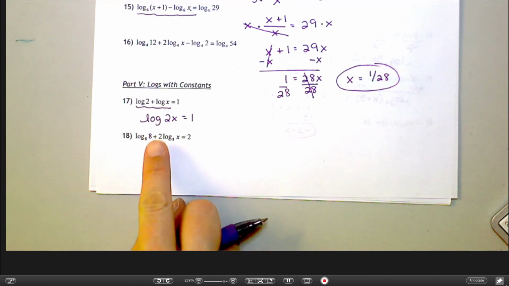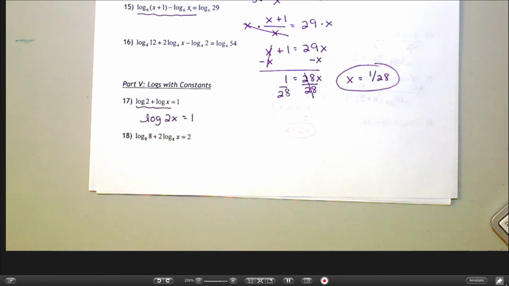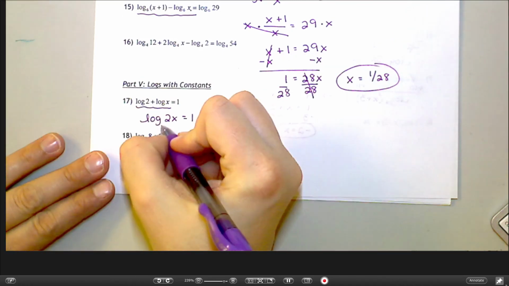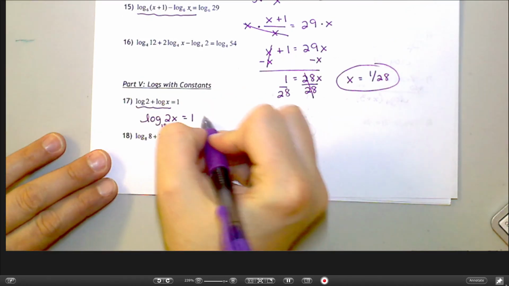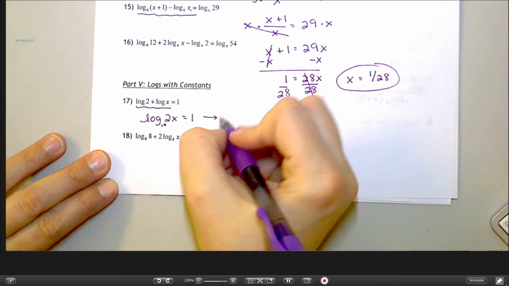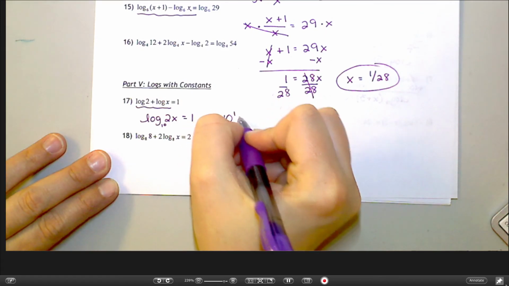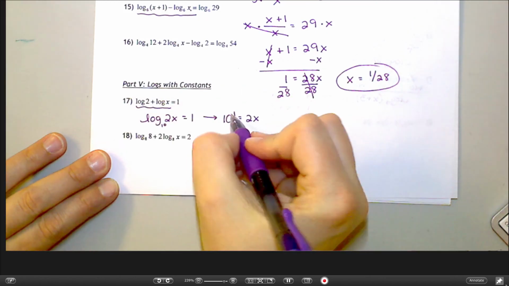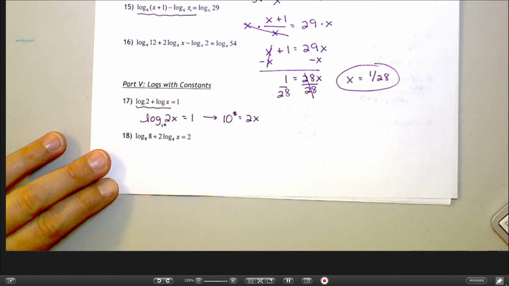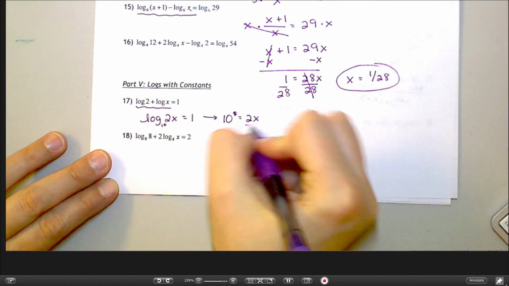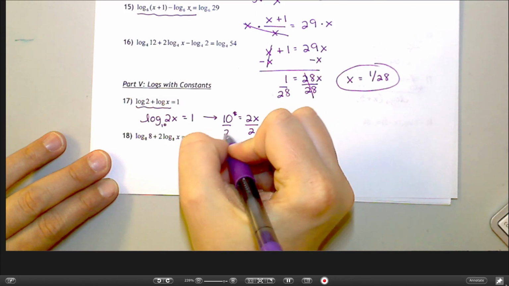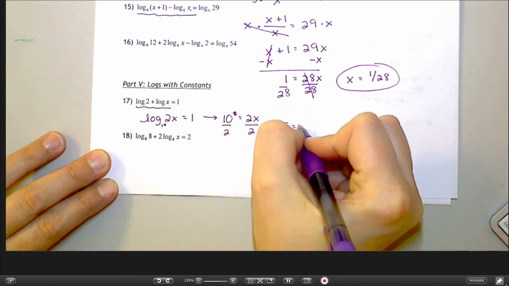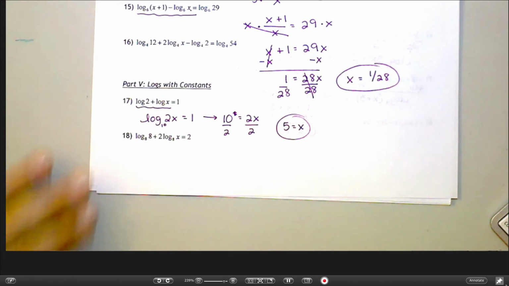What's my base here? 10. Base is 10 if it's not written. So how would I rewrite as an exponent? 10 to the power 1 equals 2x. What is 10 to the power 1? Just 10. So now I have 10 equals 2x. Divide by 2, divide by 2. x equals 5.